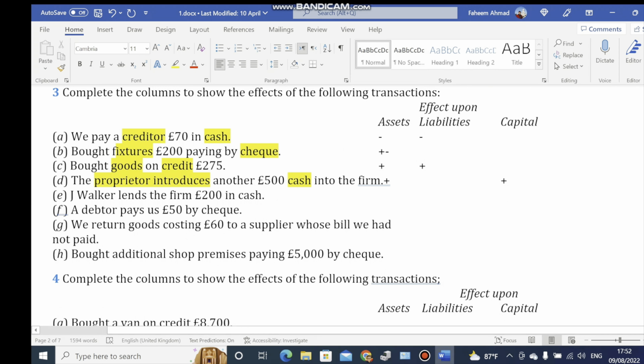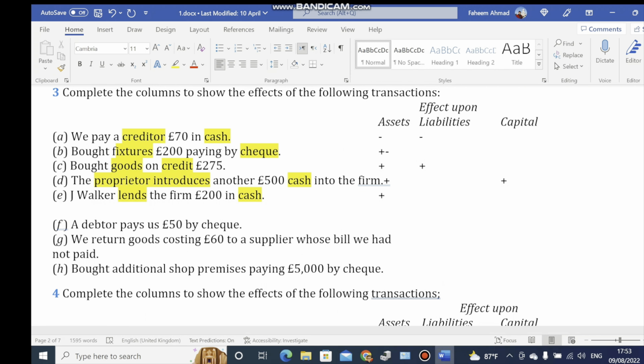Okay, next we have E. J. Walker lends the firm 200 pounds in cash. So I can identify two accounts: one is cash and one is lends. When the business has received a loan, the cash balance in the business has increased, so assets are increasing. On the other hand, lends means loan. Loan is a liability that increases, so I will put a positive sign in liabilities.